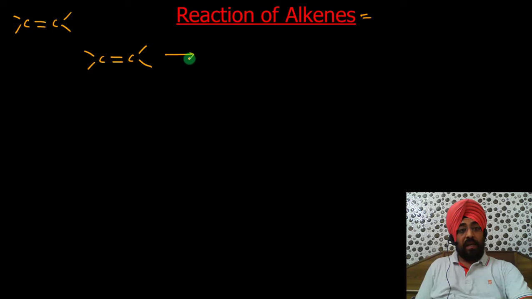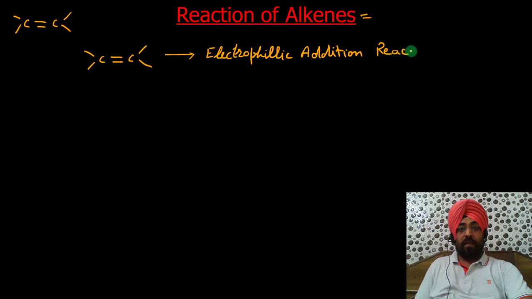Generally they undergo electrophilic addition reactions. So alkenes undergo electrophilic addition reactions. Generally we represent electrophiles as E positive. It can be any electrophile, it can be H positive or Cl positive or any other electrophile. So electrophiles are those species which love electrons, or which are short of electrons and can accept electrons.